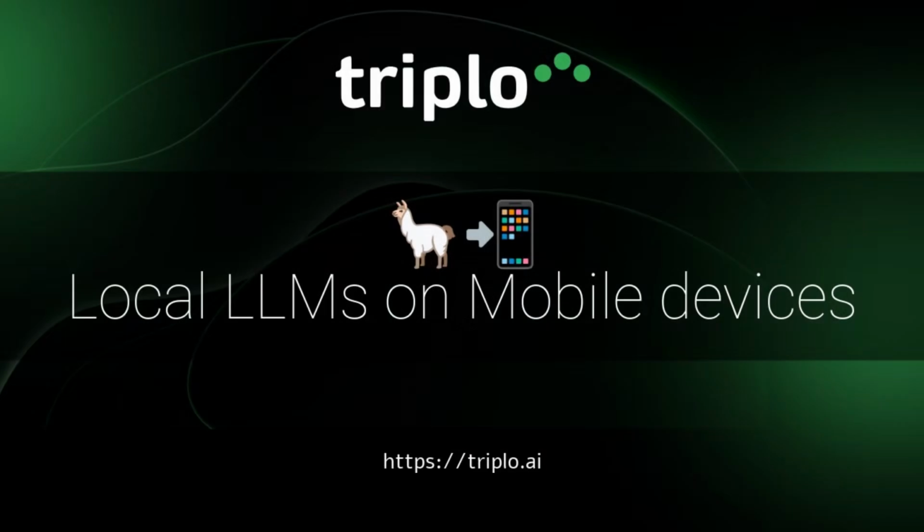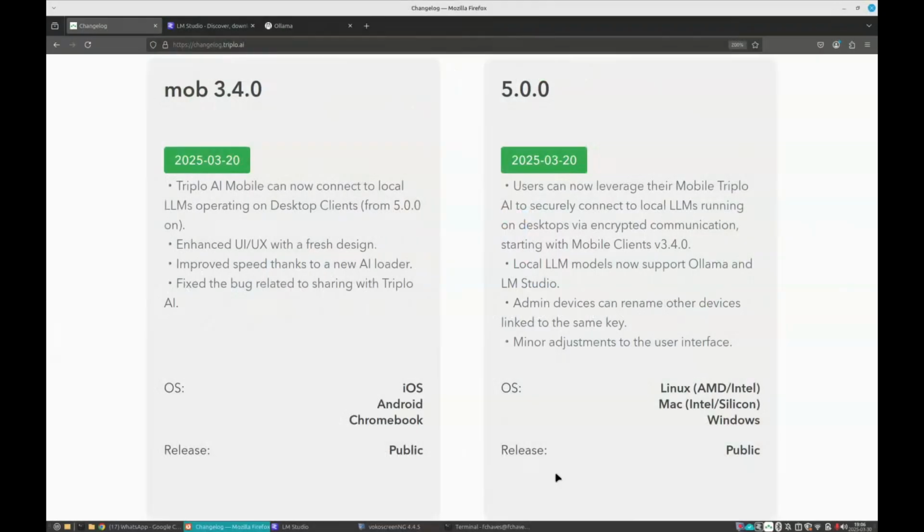Today we're going to talk about these amazing new versions that we just released that allow you, using your mobile devices, to access locally running large language models on your desktop servers. You know that we have been very supportive of the open source movement on large language models, and we do so because we believe that having full control of your workflow and AI generation is really important for the Triplo AI user. This is part of our core value.